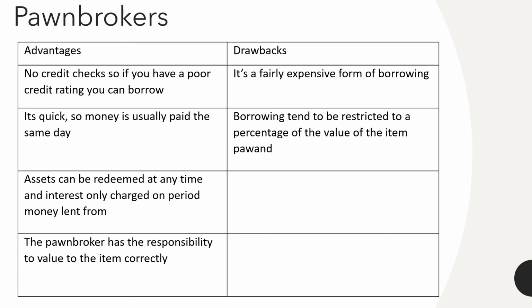The drawbacks of a pawnbroker are that it is a fairly expensive form of borrowing. Borrowing tends to be restricted to a percentage of the value of the item pawned.